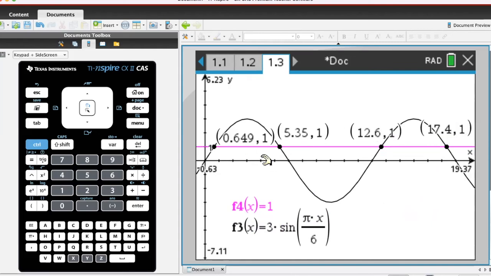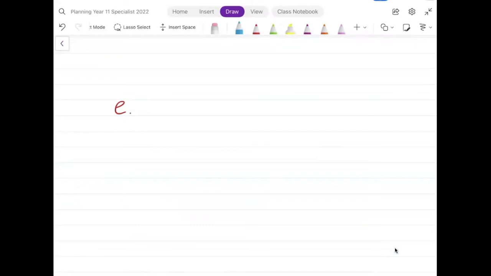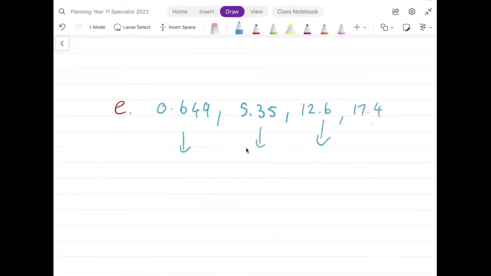Now I do need to convert these into time. So if I write these out as times, I have 0.649. Let's just put our numbers down, 0.649. And from my graph, I also had 5.35, 12.6, and 17.4. So there's my 4 times. I now want to convert each of these into hours. To convert each of these, that's going to be 0.649 times 60, which is going to equal 38.94. So therefore, that's going to be at 39 minutes past midnight. Or if I put that in 24-hour time, 0039.